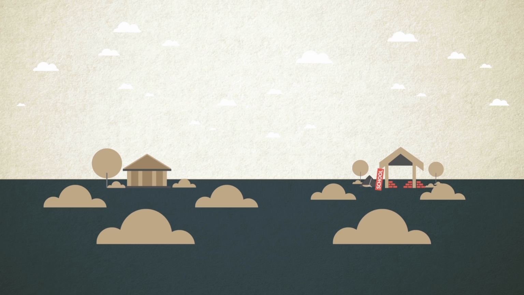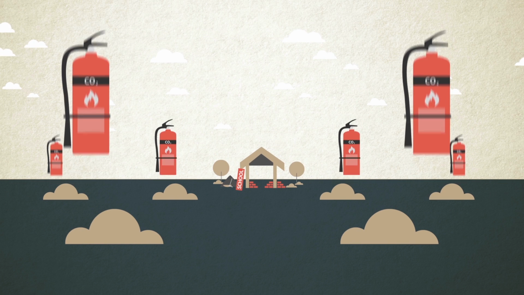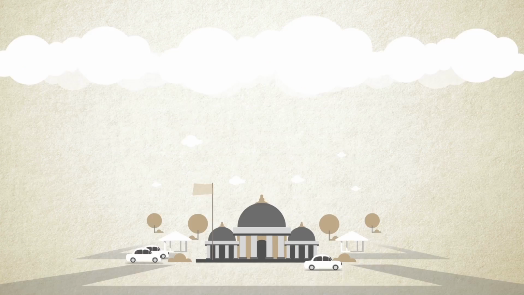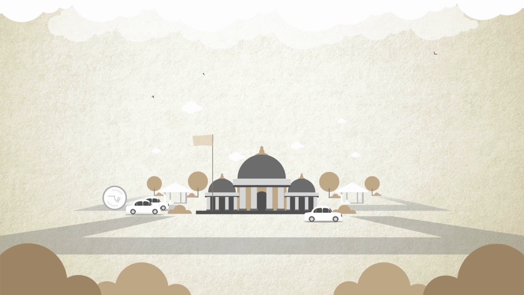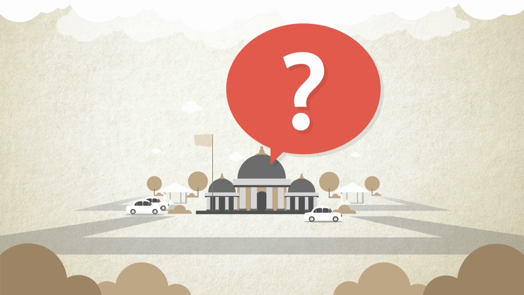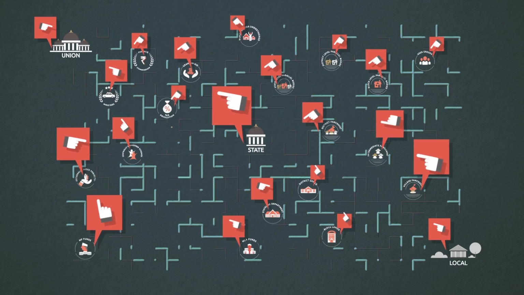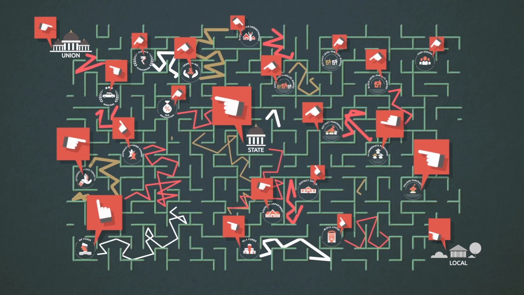This explains why, for example, one school in Bihar had to spend its money buying fire extinguishers when it didn't even have a building. And here's the big secret: even the government is unsure of what money reaches where, when, and how. So each level blames the other, and service delivery suffers.